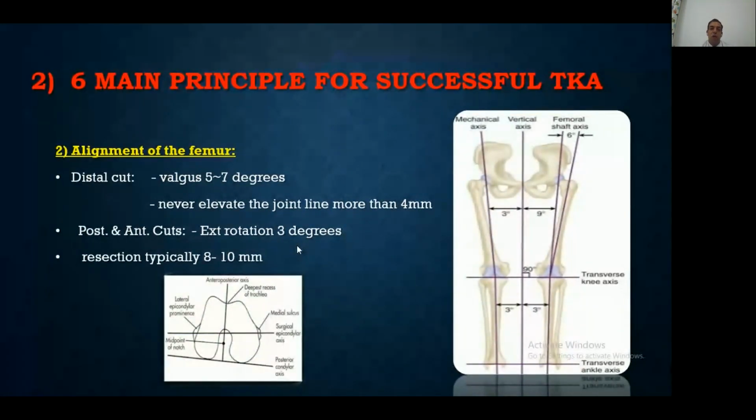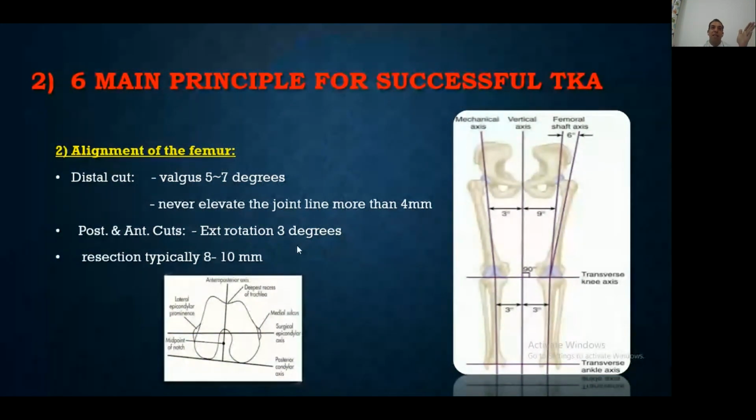So if we look at this picture, when we cut the femur, it has to be in valgus 5 to 7 degrees. Why? Because if you look at the right side picture, you will find the femur has two axes. One axis, which is called the anatomical axis, is along the bone of the femur, along the medulla. And there is also the mechanical axis.